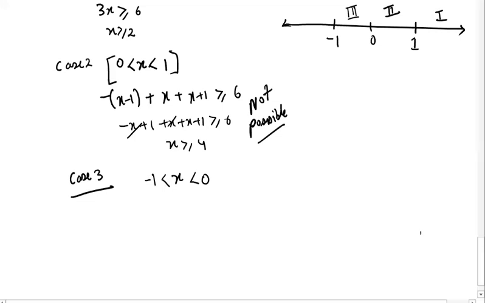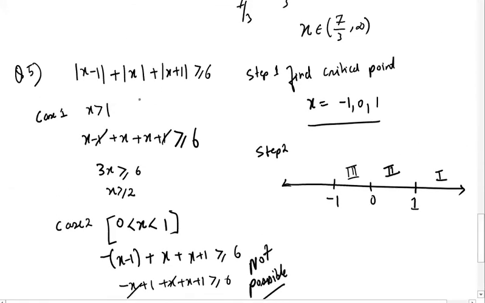Now think about case 3. If x is less than 1, x minus 1 is always negative. Now if x is less than 0, this will also be negative and only this will be positive. Yes or no? If x is less than 0, then the first and second terms will be negative, and only the third term will be positive.